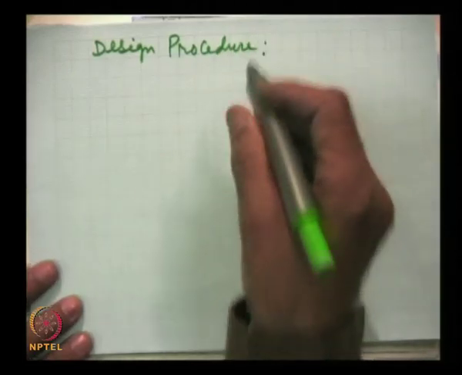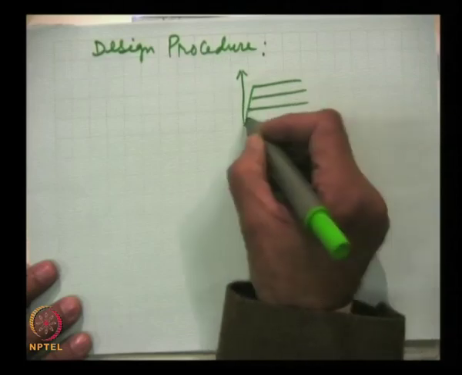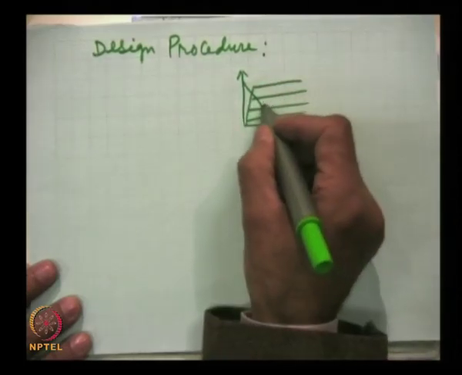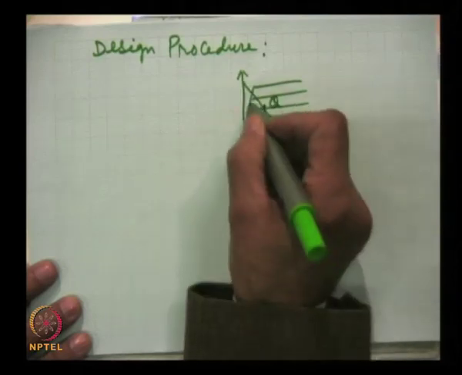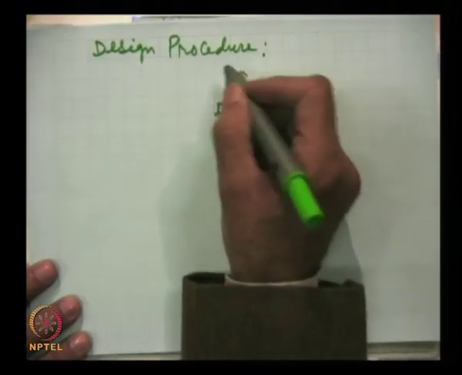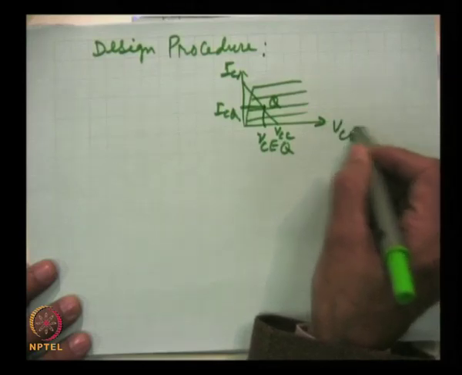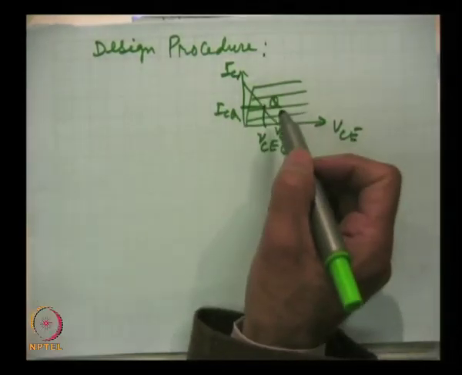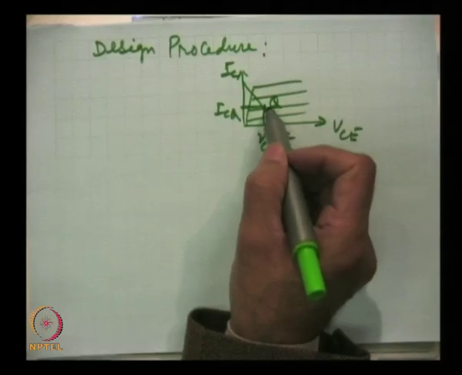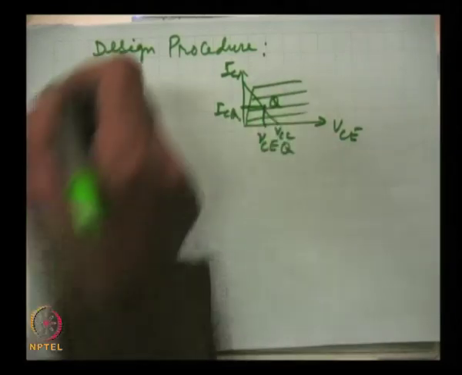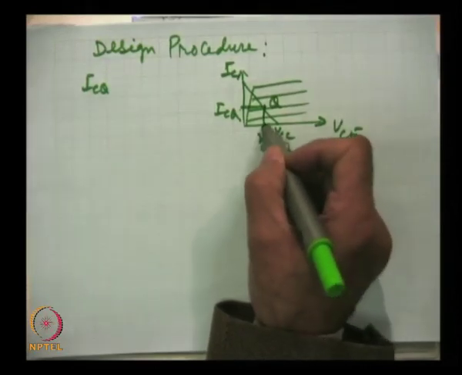Design procedure. You see here, if these characteristics are available, then we choose the operating point near the middle of the active region, and we already know the value of ICQ, that means quiescent collector current, and voltage drop VCEQ can be read.